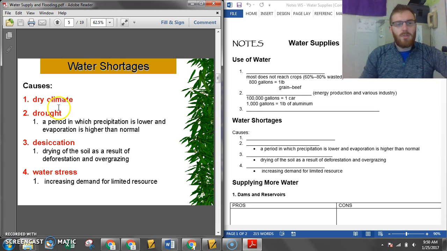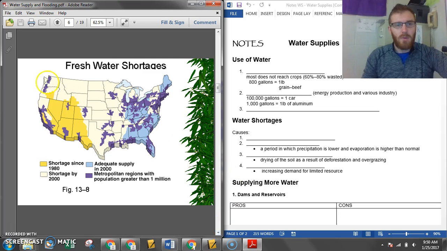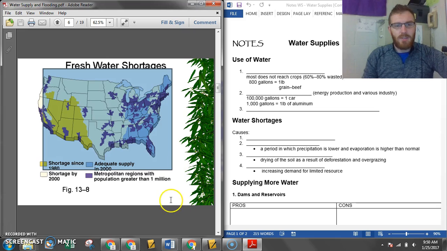And water stress, which is increasing demand for a limited resource. So when a lot of people want something that there's not a lot of, it starts to run out quickly. Here we can see the current water shortages in the United States.